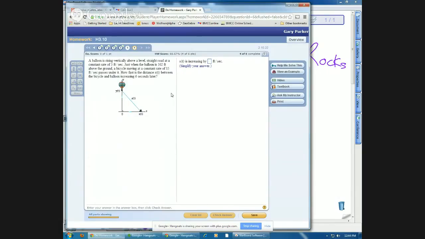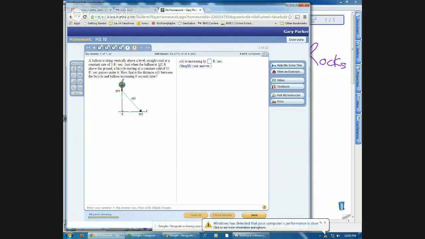So a balloon is rising vertically above a level straight road at a constant rate of 3 feet per second. Okay, so the balloon goes up 3 feet per second. So if y is the height of the balloon, what would we call the 3 feet per second? Yeah, it'd be dy/dt. I'll write all this down in just a sec.